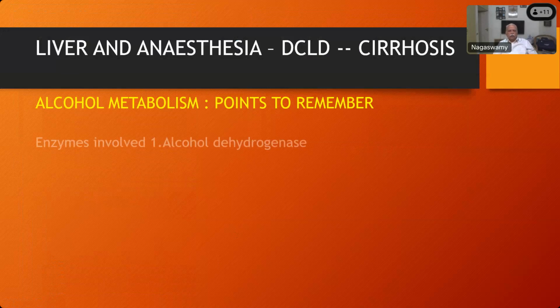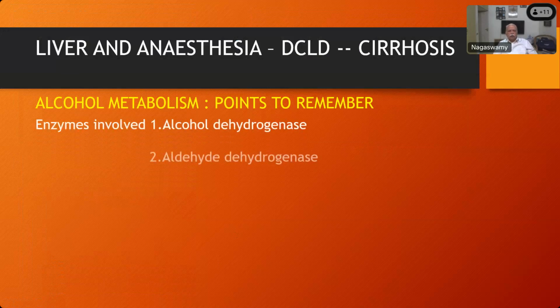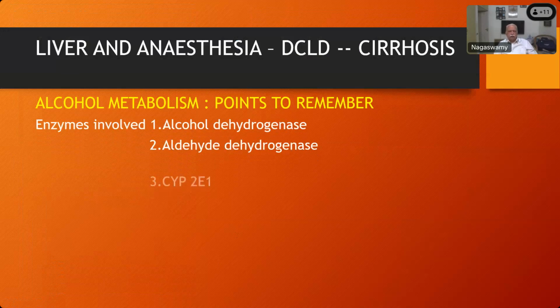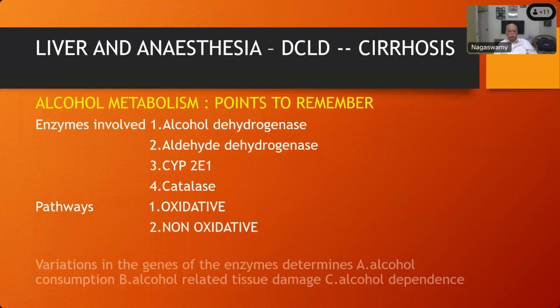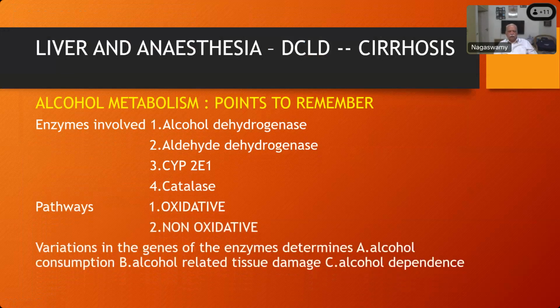Now, of course, alcohol metabolism, which we saw in the earlier picture, these are the enzymes involved, and these are the 4 enzymes which I have told you. Another method of classifying alcohol metabolism is oxidative and non-oxidative. So variations in the genes of the enzymes determine the alcohol consumption and related tissue damage and alcohol dependence.